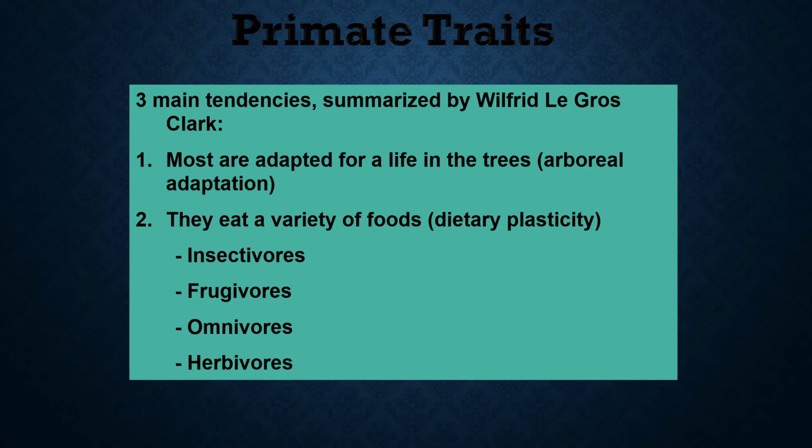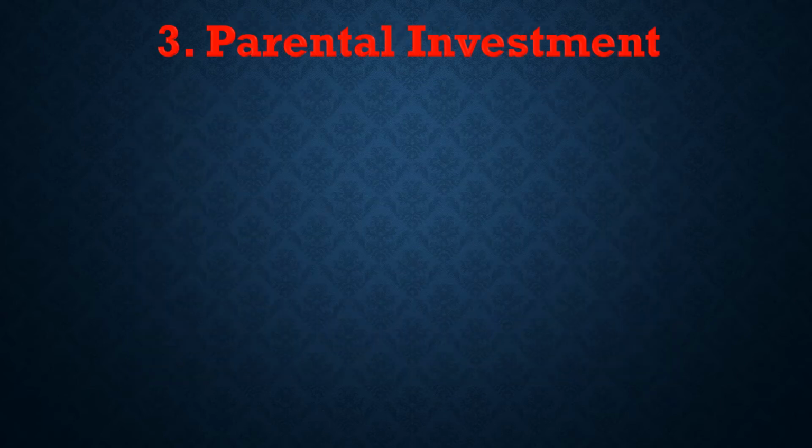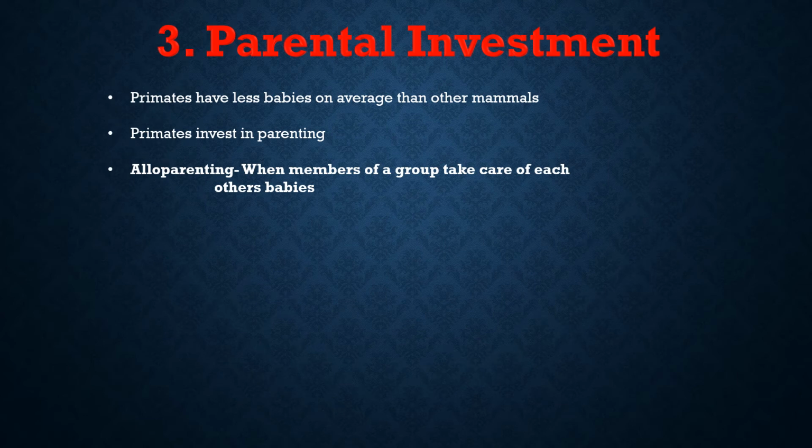And I will tell you, herbivores are actually very rare amongst primates. All primates eat some form of fruit. What varies amongst the primate species is where they get their protein. And the third tendency is parental investment, right? Primates have fewer babies on average than other mammals, so primates invest a lot in parenting.